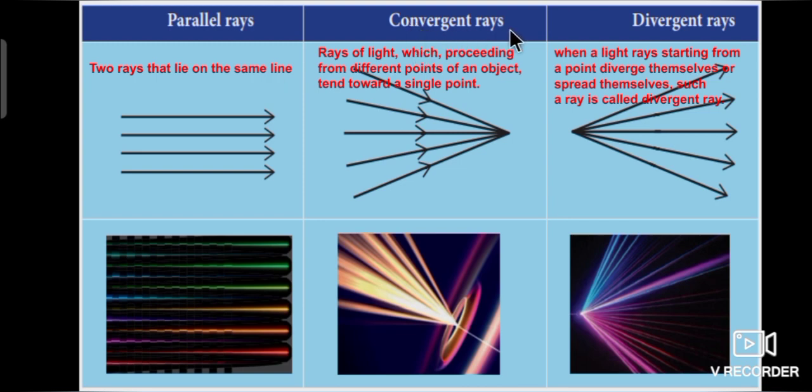What is convergent rays? Rays of light which proceeding from different points of an object tend toward a single point. What is divergent rays? When light rays starting from a point diverge themselves or spread themselves, such a ray is called divergent ray. See the picture. This is divergent rays.